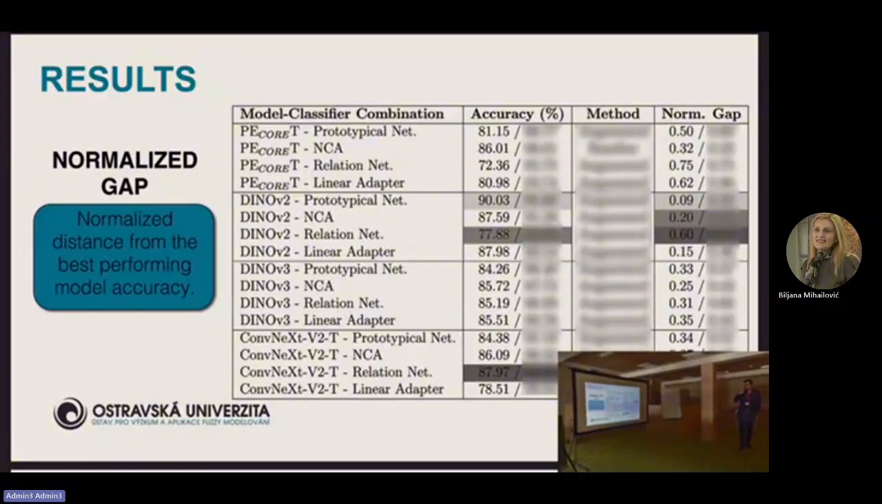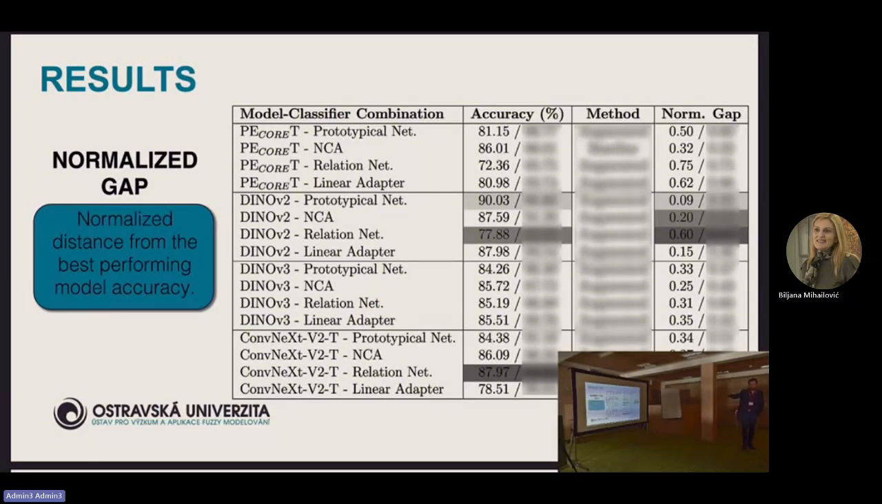We have also used one more metric because accuracy wasn't descriptive enough for us, because we are averaging over 3 data sets. Some combination might perform really well on 2 data sets and fail miserably on the third one, and the average doesn't really capture this. So we also use normalized gap, which is basically the normalized distance of a particular combination from the best performing one. So the smaller the number, the better the position on the ladder of accuracies of that combination.